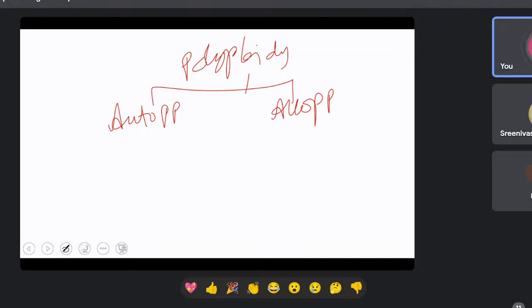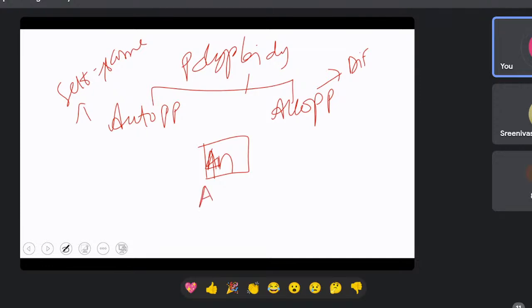Auto and allo. Auto means self, means same, from same body. Allo means different, that means from different body. For example, there is a tetraploid individual. How many sets are present in a tetraploid individual? 4 sets. Okay, A. So how do these two arise? These two belong to another one.